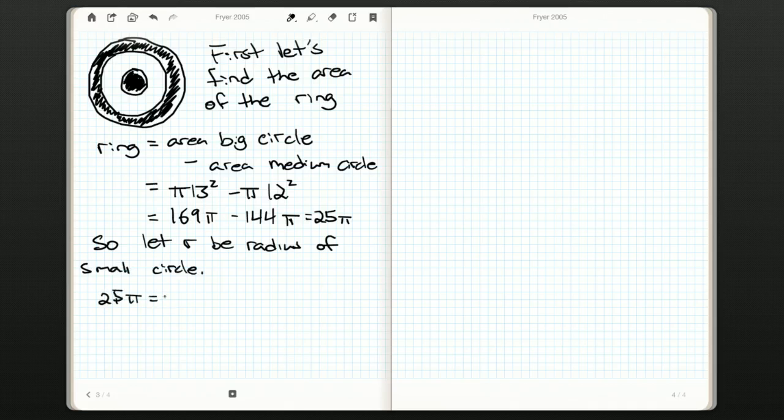So we know 25 is going to be pi r squared. So if we divide through by pi on both sides, we get 25 is r squared. So r equals 5. Somebody out there might be saying, can't r be negative 5? No, you can't have a negative radius. Radius is a length.